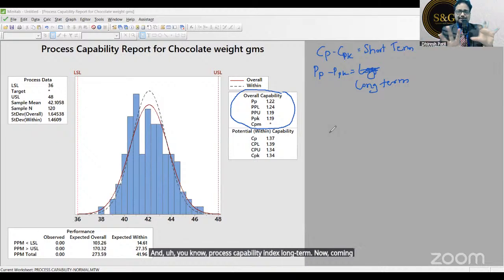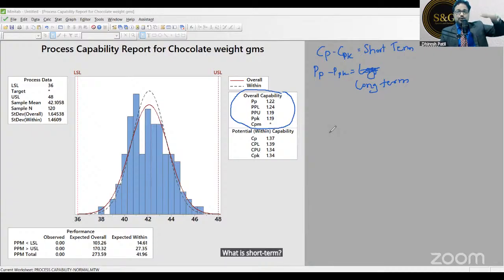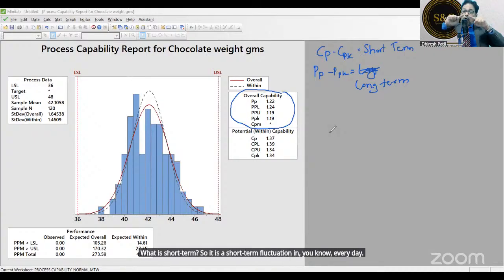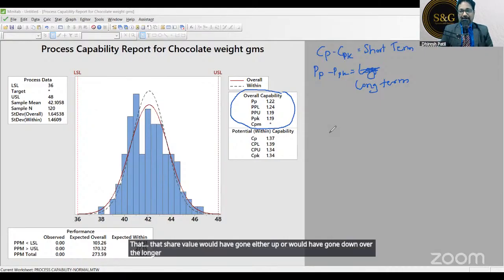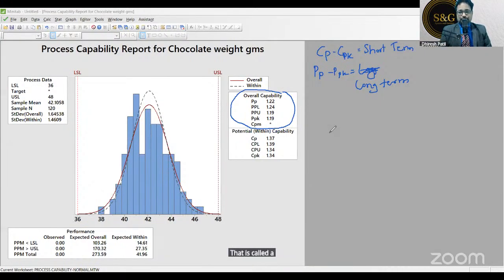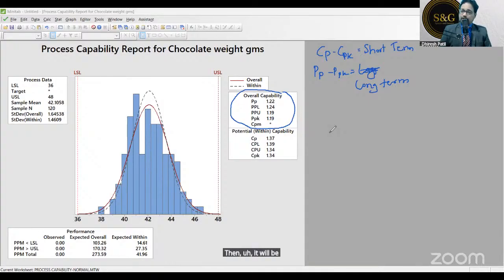Now coming back, let's understand in a broader sense what is short term. So it is a short term fluctuation every day, and the long term also. If I consider a 1 year span, that share value would have gone either up or down over the longer duration of time. That is called a long-term process capability. If I take a longer span, then I would say it is a long-term process capability. If I take a shorter span, then it will be called a short-term process capability.